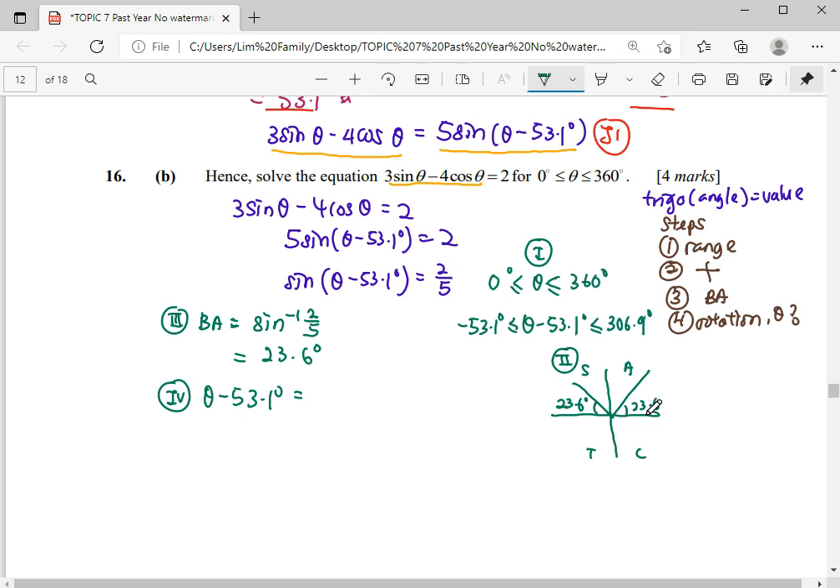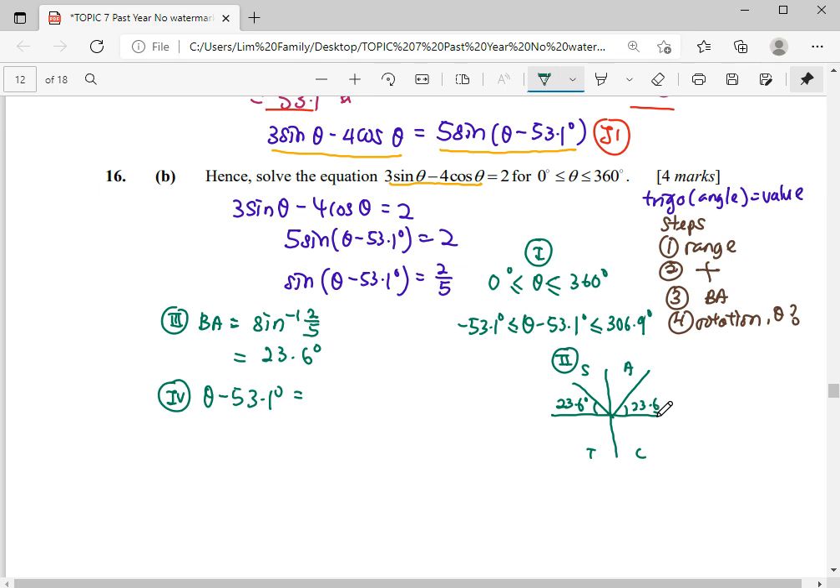Negative means anti-clockwise. We will rotate from the bottom. But we can notice that in quadrant 4 we don't have any angle involved. Even if I rotate here negative 53, I didn't see any answer. My answer is in quadrant 1 and quadrant 2. So for the negative angle, in this case, we don't have any answer. Then I go back to positive rotation.